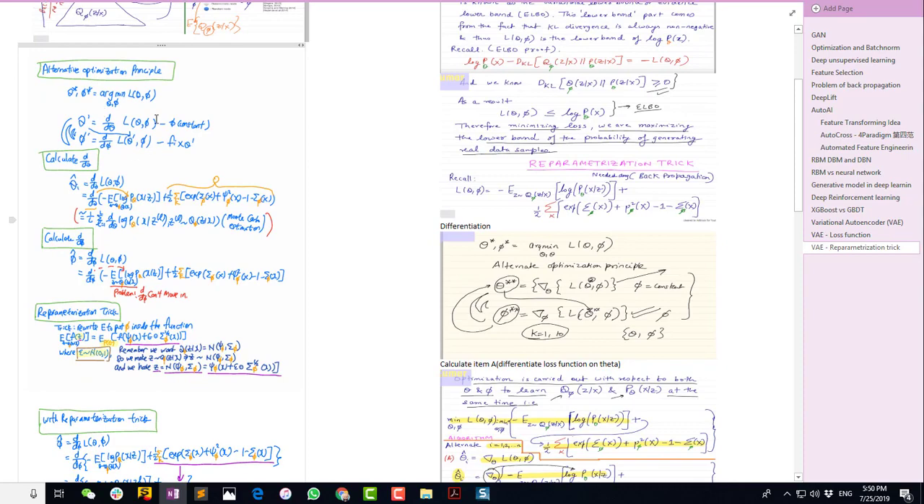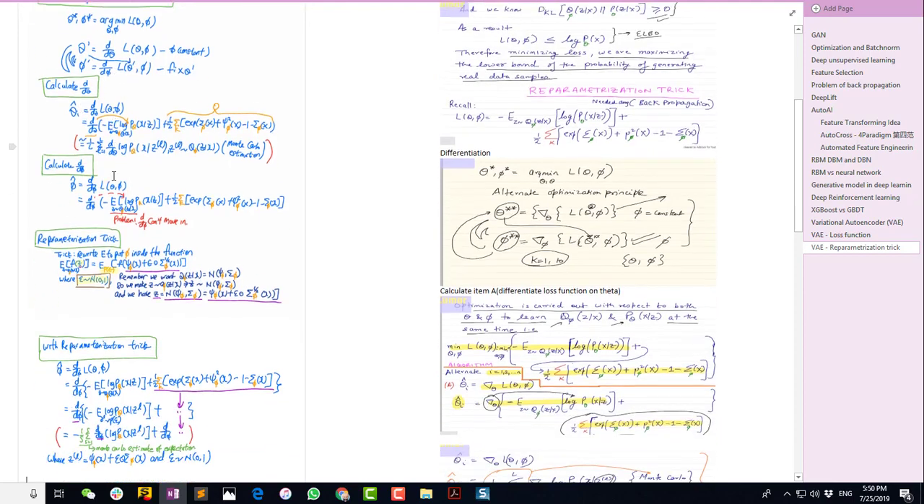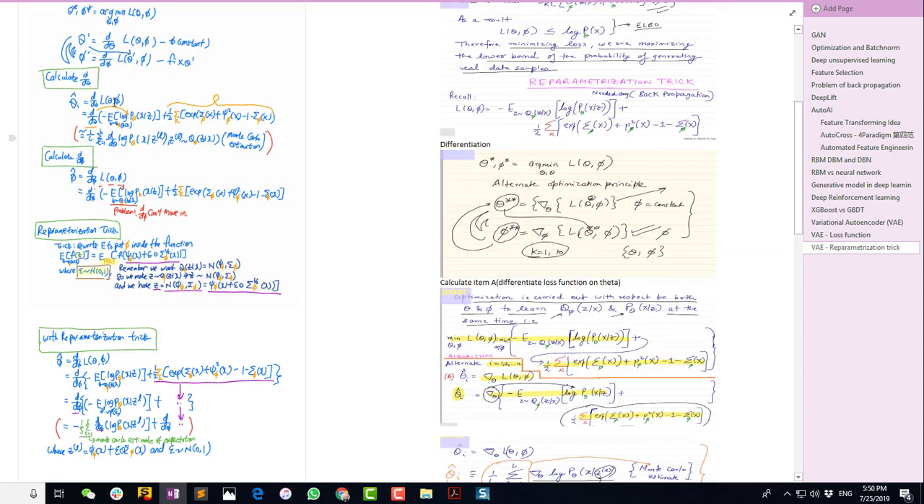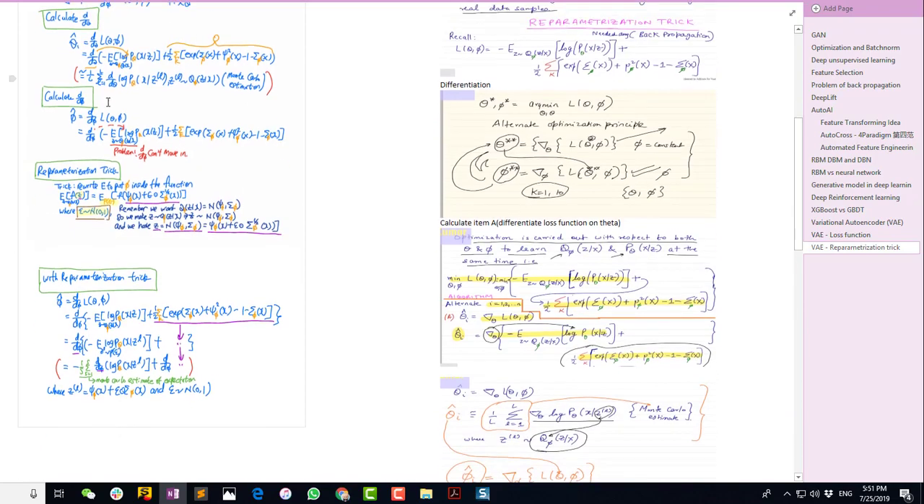Now, to calculate the first one, there is no problem. The problem is calculating the second one. So for the first one, d over d theta, the loss function is this formula. Now we can move this d over d theta inside the expectation to become this. So the expectation becomes this one according to the Monte Carlo estimation, and this term, since it is not dependent on theta, will be 0, and this will be the final outcome if we do a partial differentiation according to d theta.